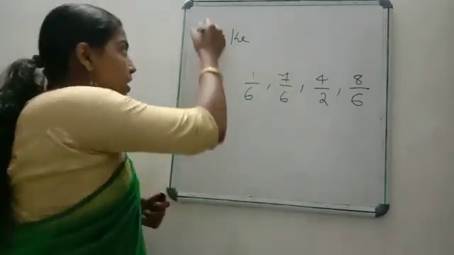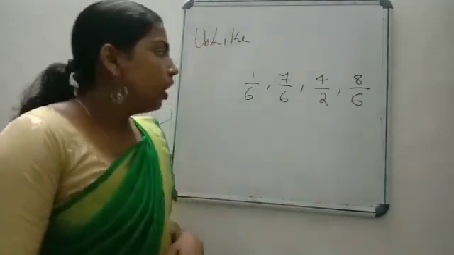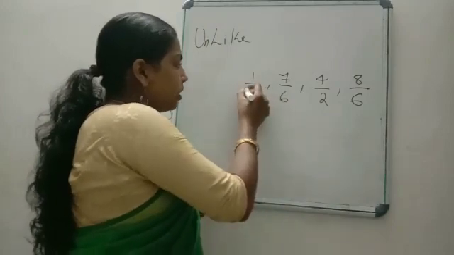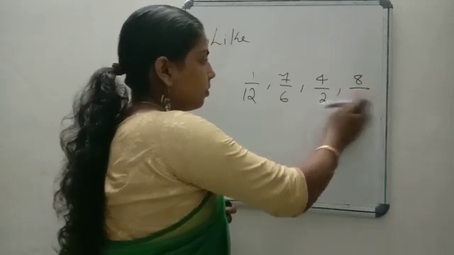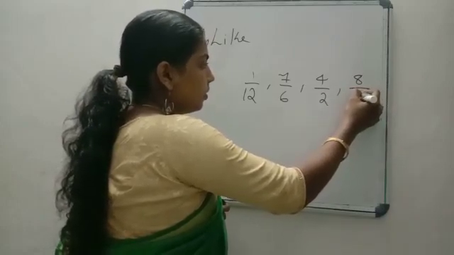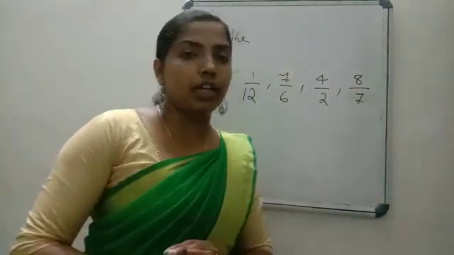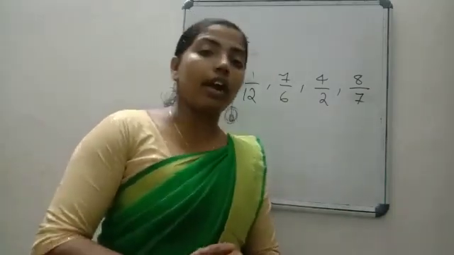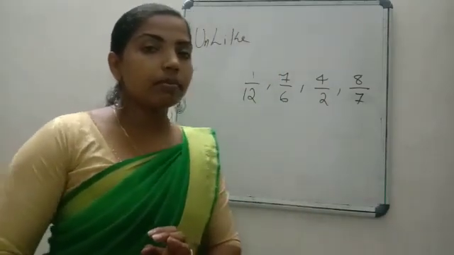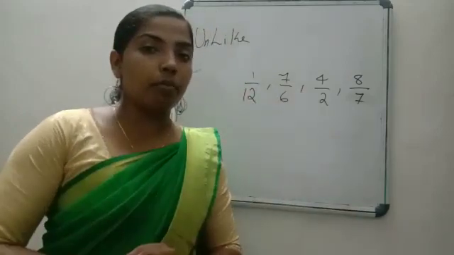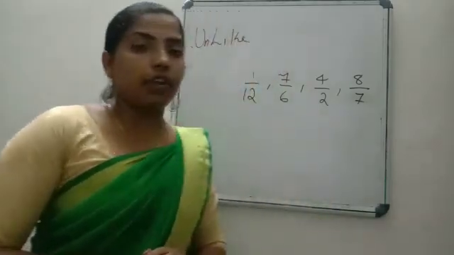And the next type of fraction is unlike fraction. What is meant by unlike fraction? Just the opposite of like fraction. For example, 1 by 12, 1 by 7, 6. See, here all the four fractions have different denominators. So such fractions are called unlike fractions. So what's the difference between like fraction and unlike fraction? Those fractions which have same denominators are called like fractions and the fractions which have different denominators are called unlike fractions.